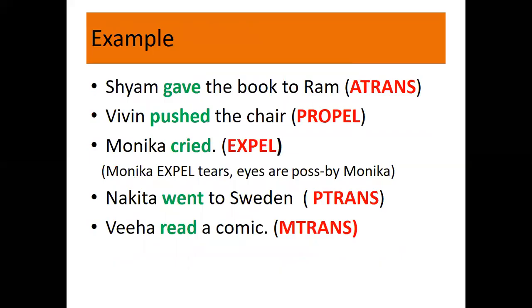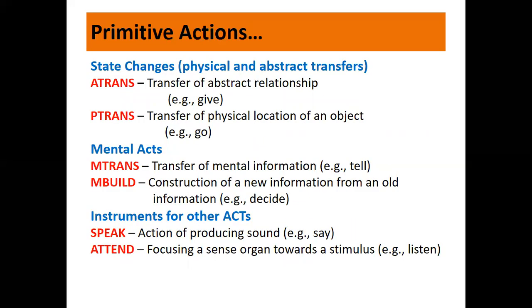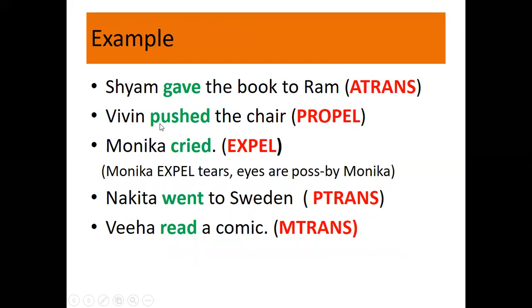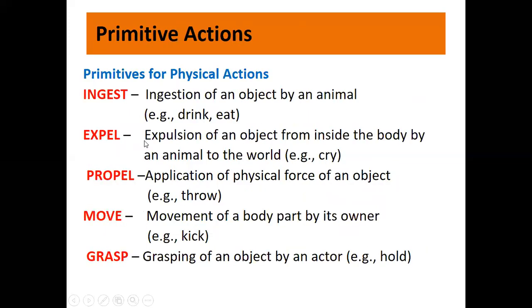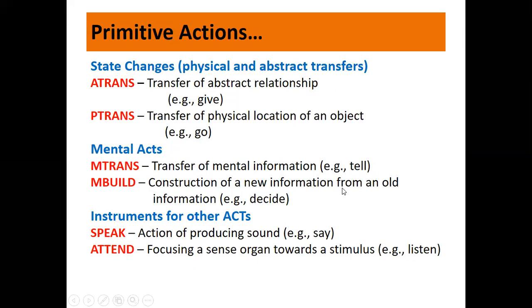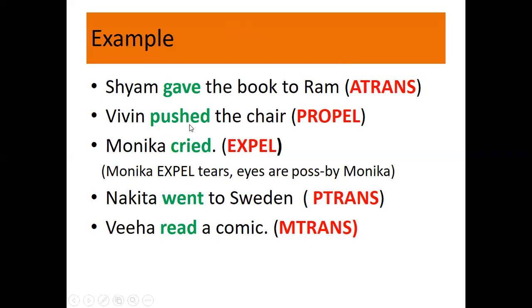Now the examples here for the acts. Now Shyam gave book to Ram, right? What is it? It is an example of the primitive act A trans. What does that A trans mean? Transfer of abstract relationship, that is nothing but give. Fine. Vivin pushed the chair. That is propel. What is propel? Right? Application of physical force on an object. So what is the physical force applied here? Is pushing. Right? Pushing the chair.